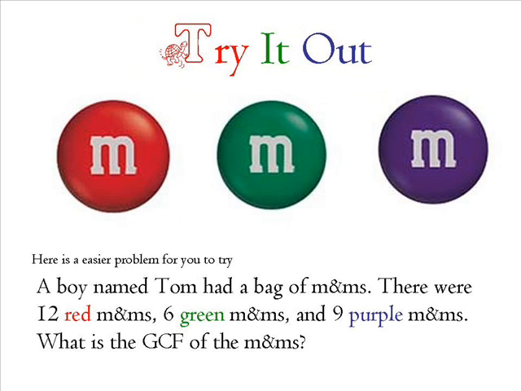Try it out. Here is an easier problem for you to try. A boy named Tom had a bag of M&Ms. There were 12 red M&Ms, 6 green M&Ms, and 9 purple M&Ms. What is the GCF of the M&Ms?